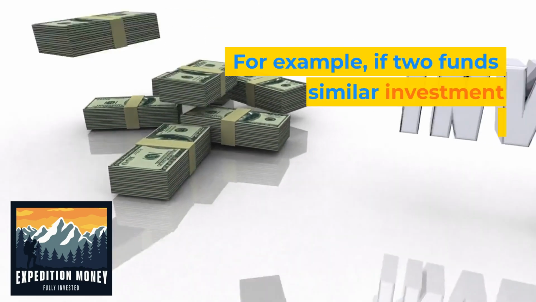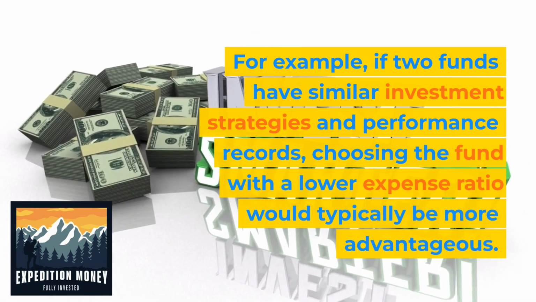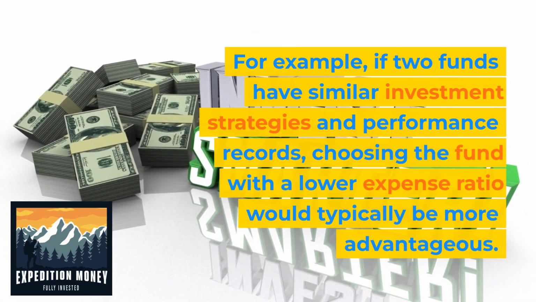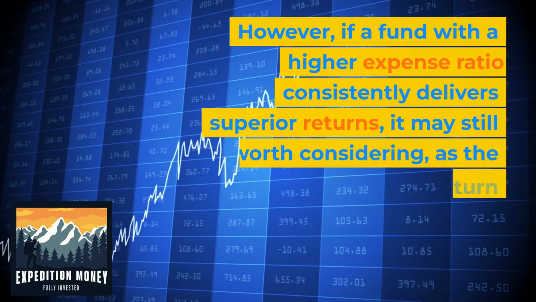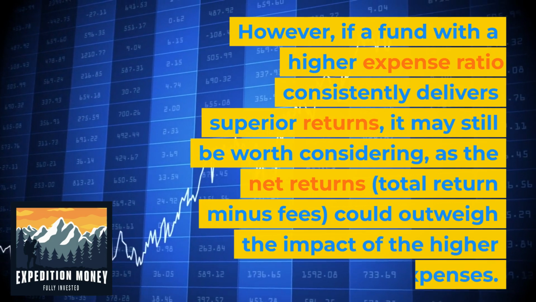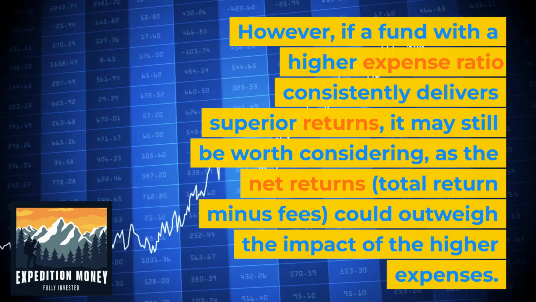For example, if two funds have similar investment strategies and performance records, choosing the fund with a lower expense ratio would typically be more advantageous. However, if a fund with a higher expense ratio consistently delivers superior returns, it may still be worth considering, as the net returns could outweigh the impact of the higher expenses.